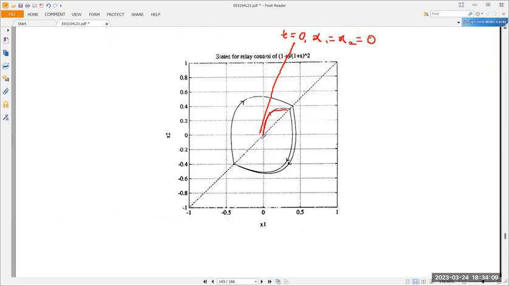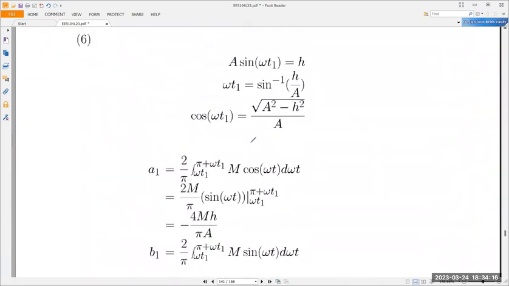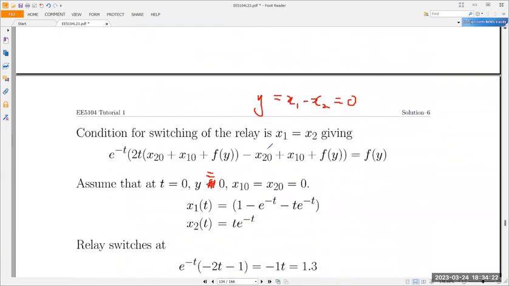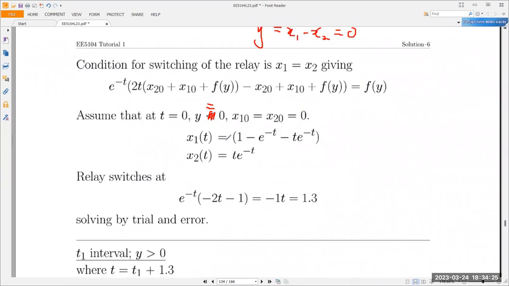Okay. Then you know the relay will switch from positive to negative to positive. So you want to find when it switches. The switching condition is x1 equals x2. So you equate this to this, you will get this. Sorry, I have a typo here. This should be a separate line. If you equate x1 equals x2, you will get this. You solve for it, you get t equals 1.3.